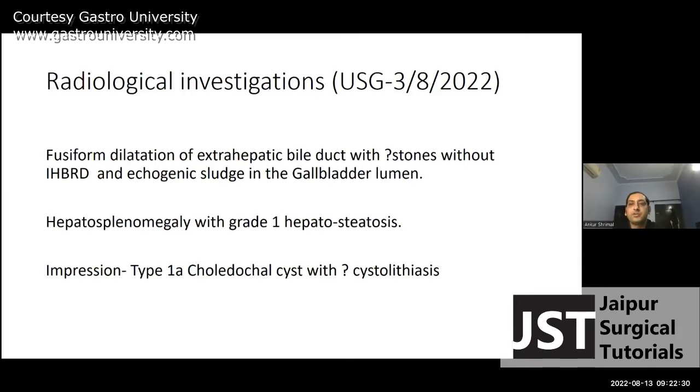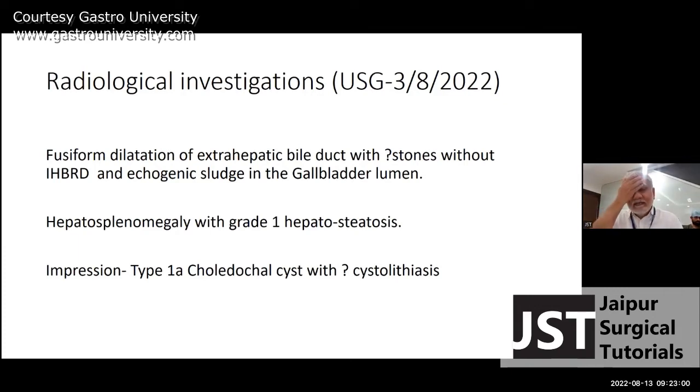Sir, ultrasound, this means disproportionate dilatation of the bile duct compared to the intrahepatic ducts. That is the key word: the extrahepatic bile duct is dilated, but there is no proportionate dilatation of the intrahepatic duct. Here they are saying that there is fusiform dilatation of the extrahepatic bile duct, but there is no IHBRD. So that is what clinches the diagnosis of choledochal cyst.